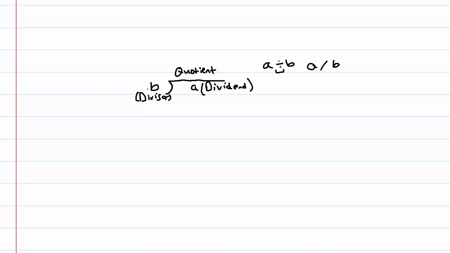Now how this works is we see how many times B goes into A. B will go into A C amount of times, and the leftover part is the product of C times B. So we want to subtract that from A. We'll be left with D.